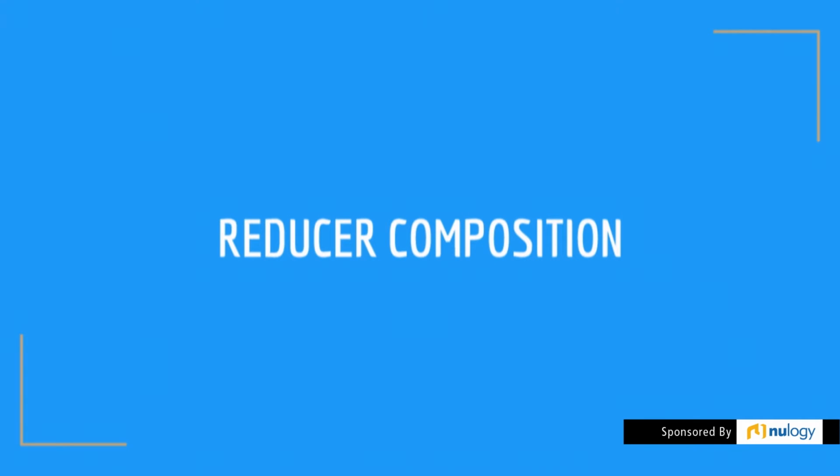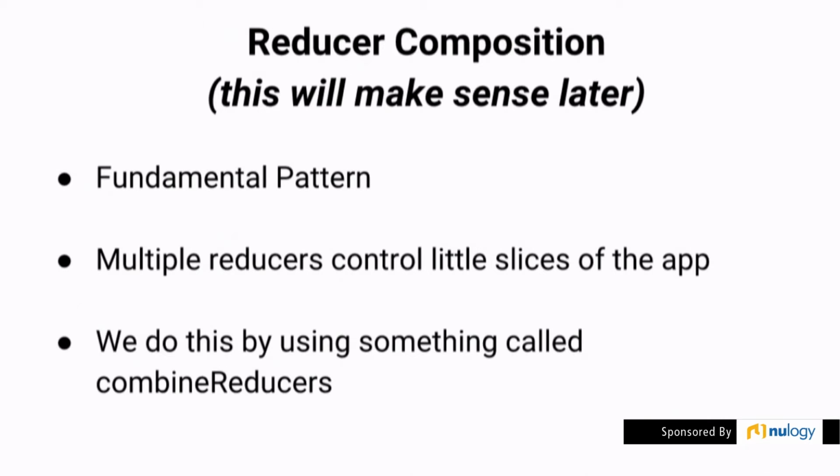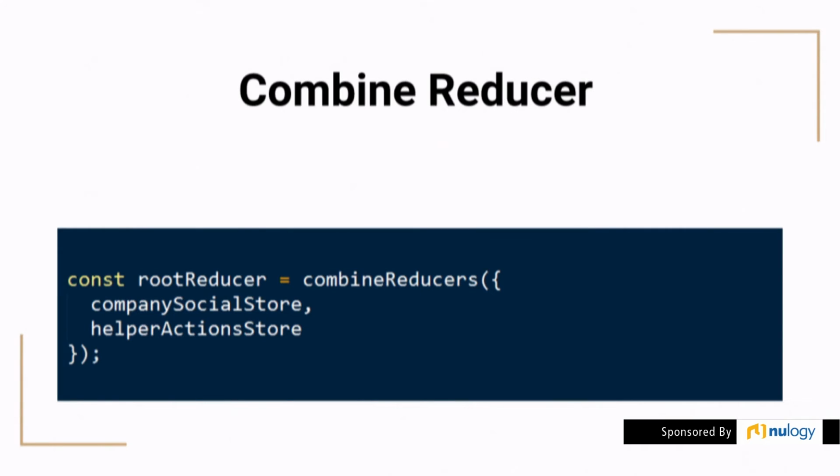Okay, reducer composition. So this is a fundamental pattern of Redux. I know that Yuri is going to talk about it later, so I'm not going to talk about it too much, but just to give you an idea, basically what happens is that we have multiple reducers and they control little slices of the app. And so you have specific actions associated with specific pieces of data, and it makes up your store. And we combine them into our application with something called combine reducers, and it looks like this. So here we have two different reducers, and we're combining them in our combine reducer function, and I'm going to show you what that looks like in a working example a little bit later, and it will start to make a little bit more sense.